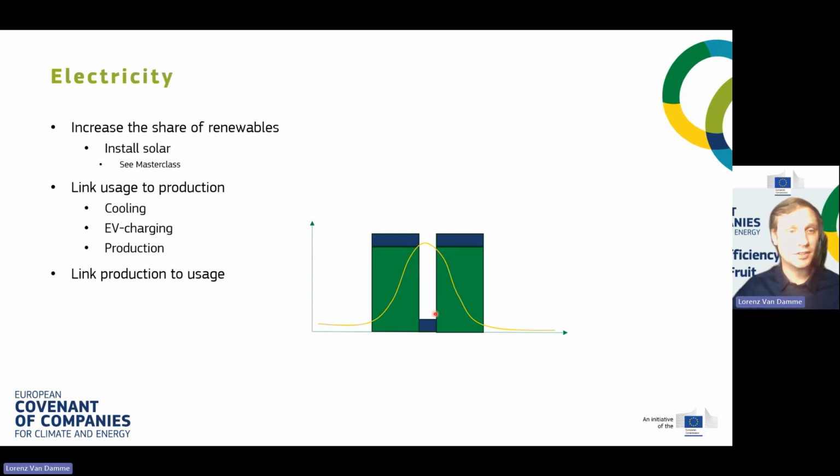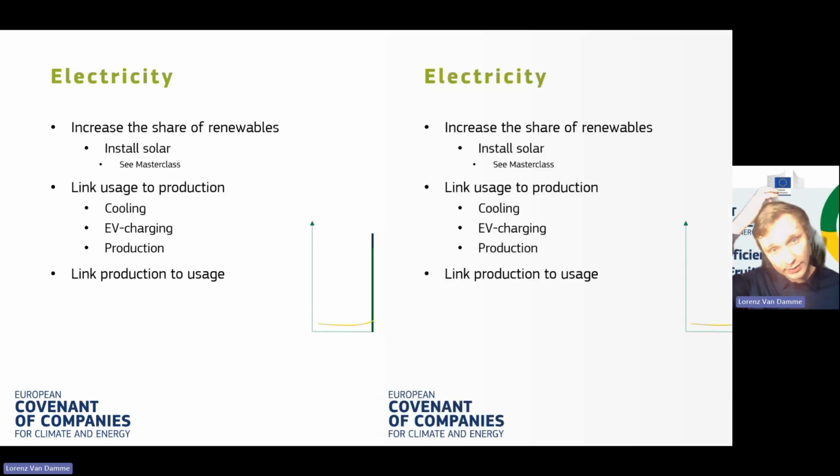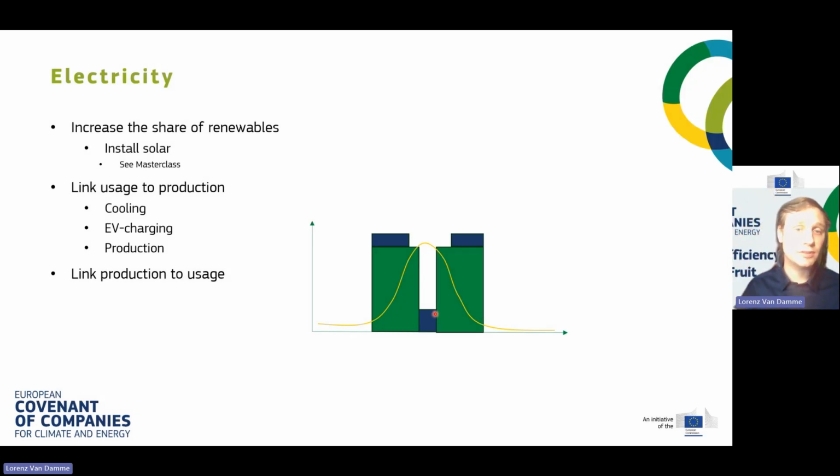So what is a suggestion here when we're talking about linking usage to production is a small improvement, but for example, the cooling in this case could be shifted. So we would shift the cooling, which was the blue bar on top, from just before noon to during noon, and also a bit after noon.